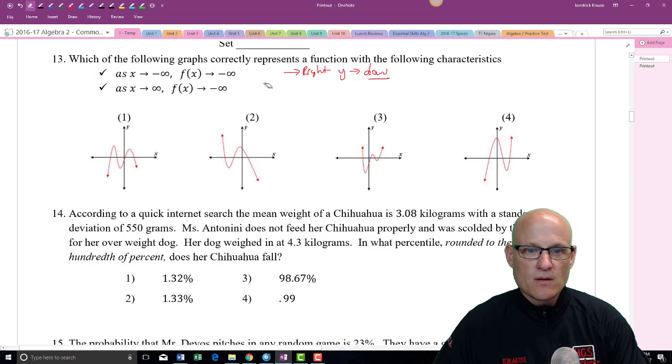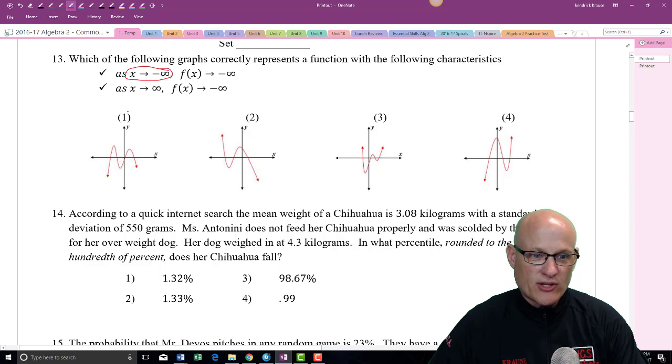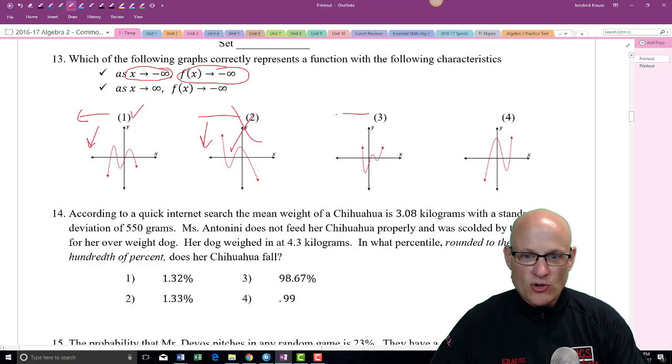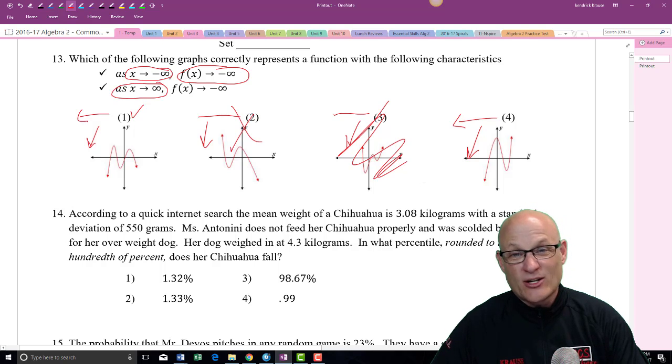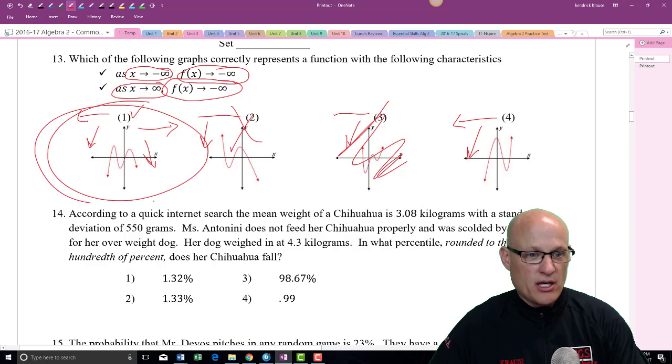Okay, kids. I got to stop with the fun stuff and just concentrate. This says, as X goes to the left, or as the graph goes to the left, the graph goes down. As X goes to the left, the graph goes down? Yes. So we have two possibilities. Now it says, as the graph goes to the right, the graph goes down. Is it going down? There it is, the big winner.